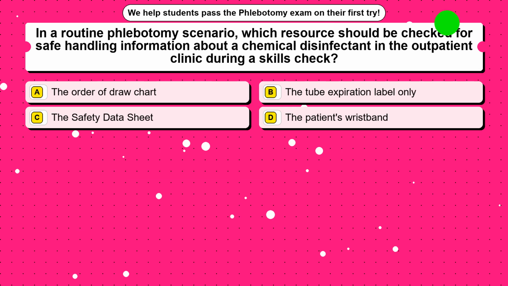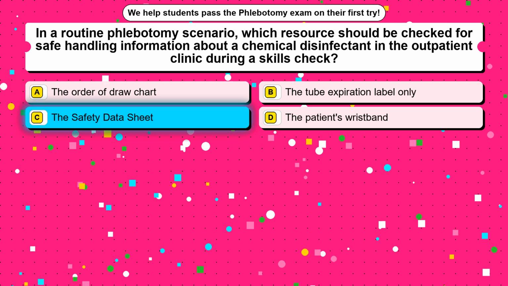Question 19. In a routine phlebotomy scenario, which resource should be checked for safe handling information about a chemical disinfectant in the outpatient clinic during a skills check? Option A. The order of draw chart. Option B. The tube expiration label only. Option C. The safety data sheet. Option D. The patient's wristband.